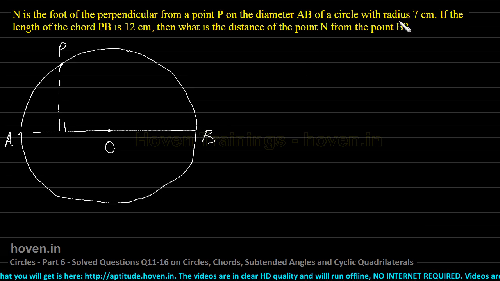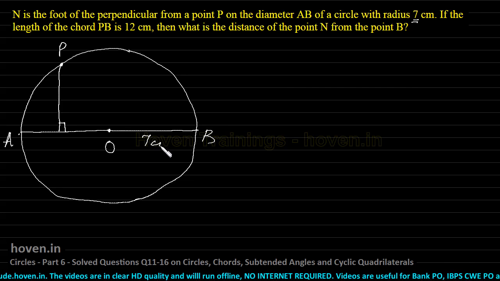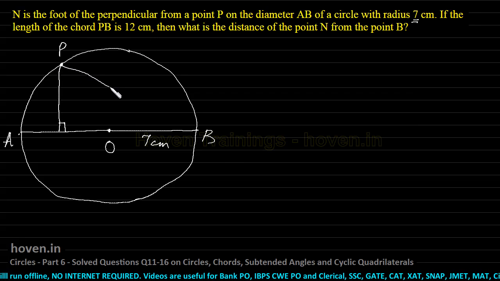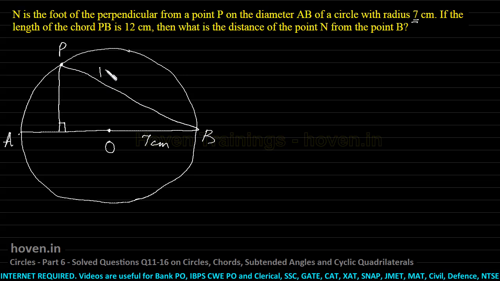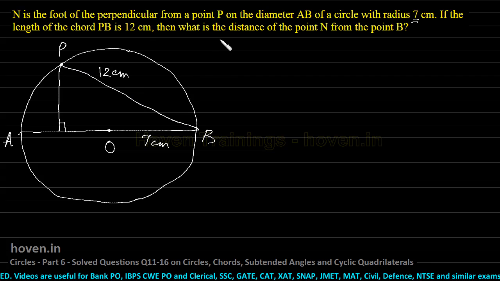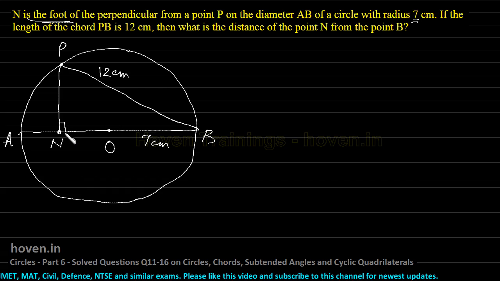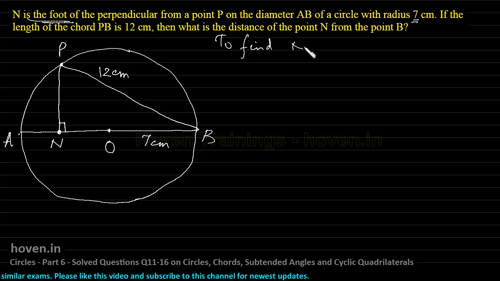The radius of the circle has been given as 7 cm. So we can mark OB equal to 7 cm. If the length of the chord PB is 12 cm, that is, this length PB has been given to us as 12 cm, then what is the distance of point N from point B? So this was the point N. N is the foot. We have to find out the length NB, the distance of point B from point N.